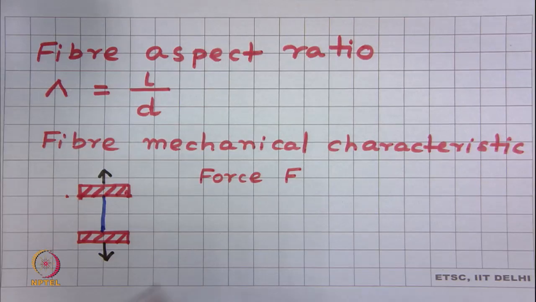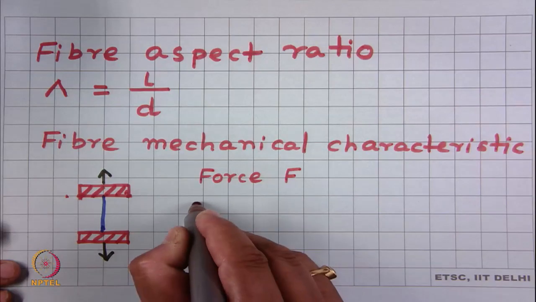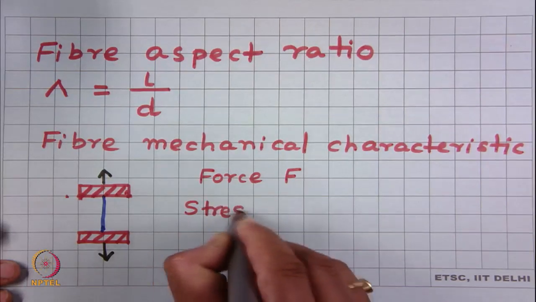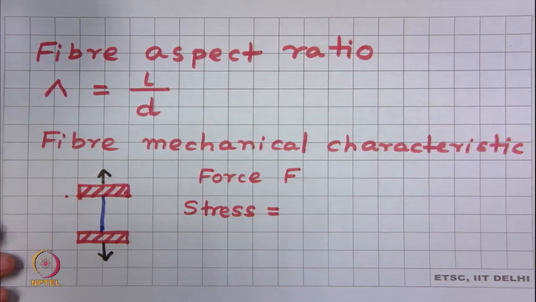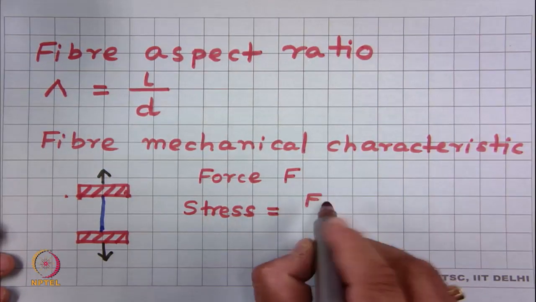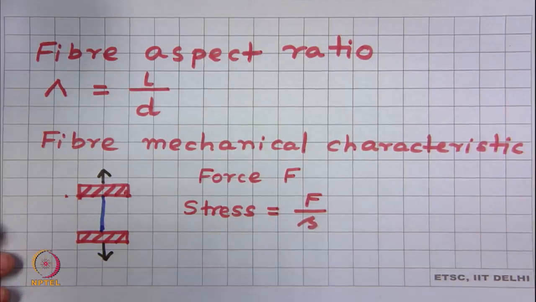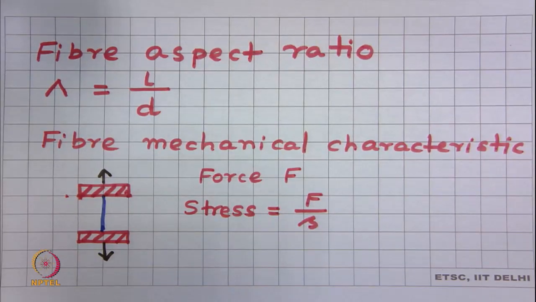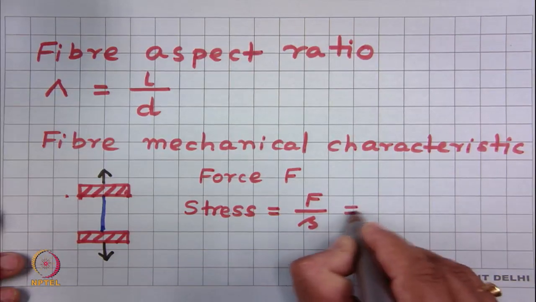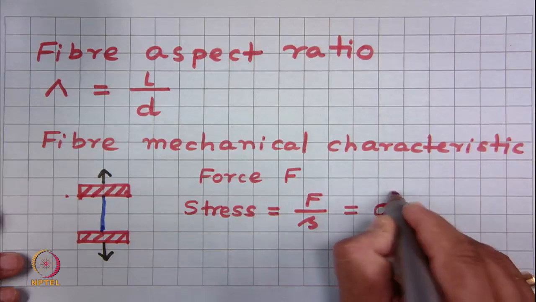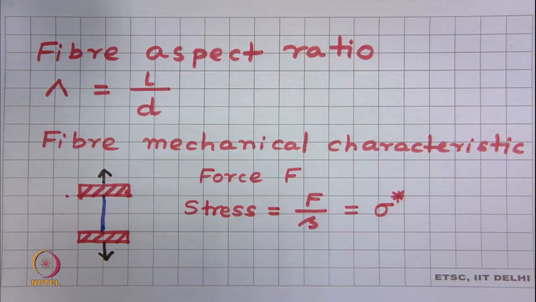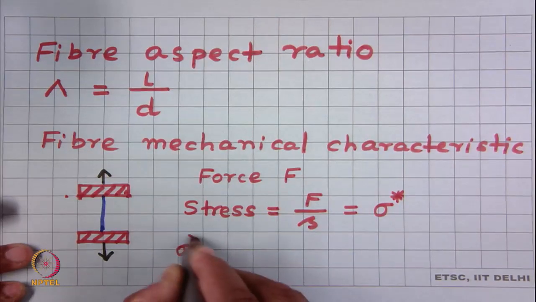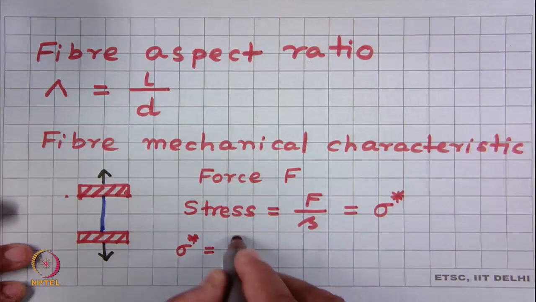Then what is the stress? Stress is force divided by cross sectional area. So, that is called engineering stress. Let us use a symbol sigma star to denote engineering stress. Okay. So, sigma star is F by S.